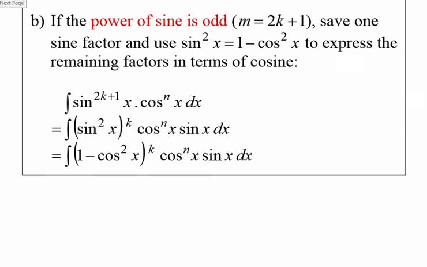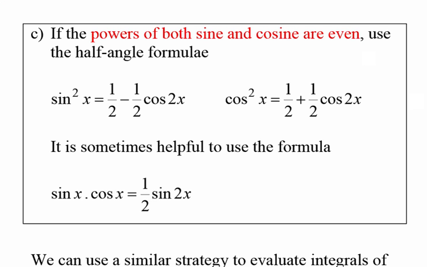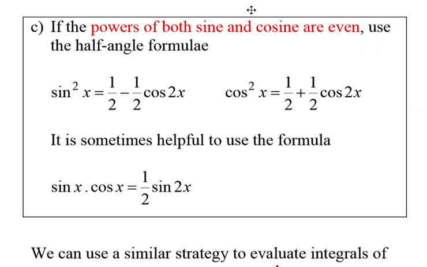Just a reminder, which we've done in previous videos, if the powers of both sine and cosine are even, you use the half angle formulae. Okay, so these are two of the formulae that we've dealt with, two of the identities, and sometimes it's helpful to use this one, which is another one of our identities rearranged. But that we looked at in more detail in another video. So that was with sine and cos.